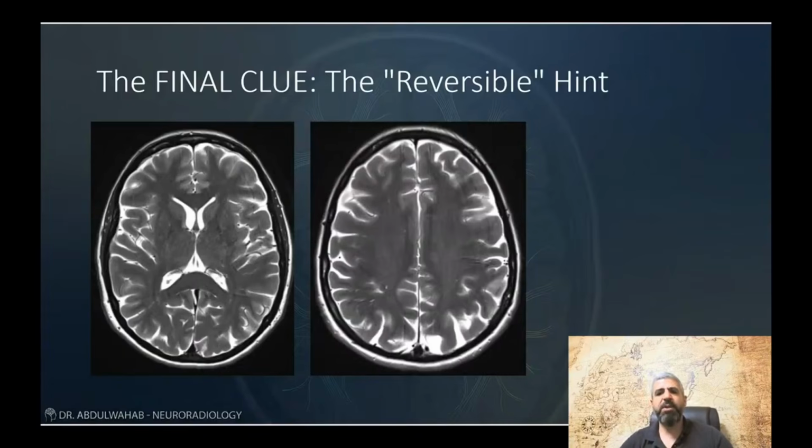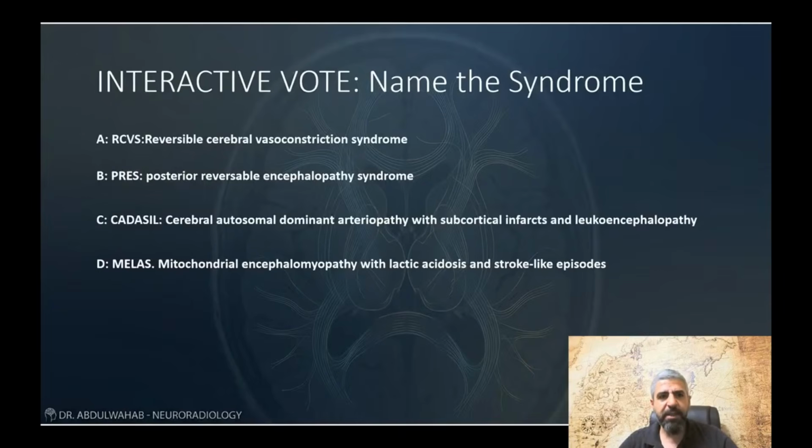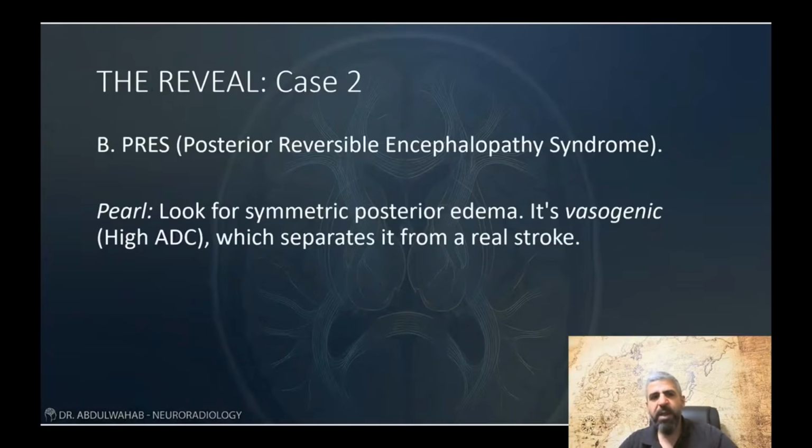What's the name of this posterior reversible syndrome? Guys, it's easy. Is it reversible cerebral vasoconstriction syndrome? Is it PRES, or posterior reversible encephalopathy syndrome? Is it CADASIL, or the cerebral autosomal dominant arteriopathy with subcortical infarcts and leukoencephalopathy? Or is it MELAS, or mitochondrial encephalomyopathy with lactic acidosis and stroke-like episodes? And the reveal of case 2, this is posterior reversible encephalopathy syndrome, or B.